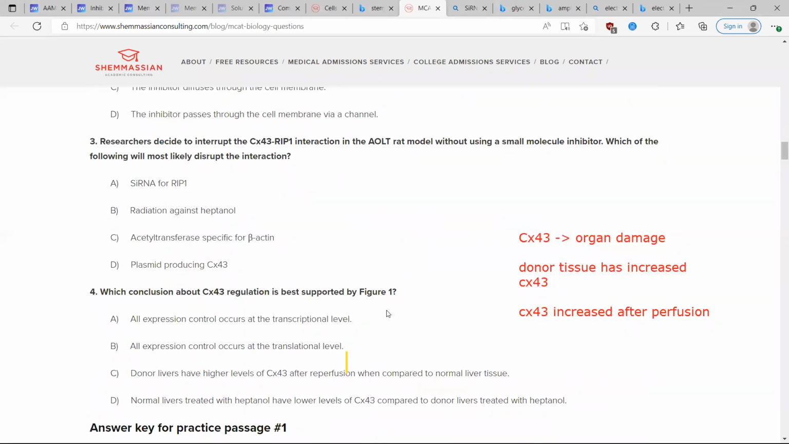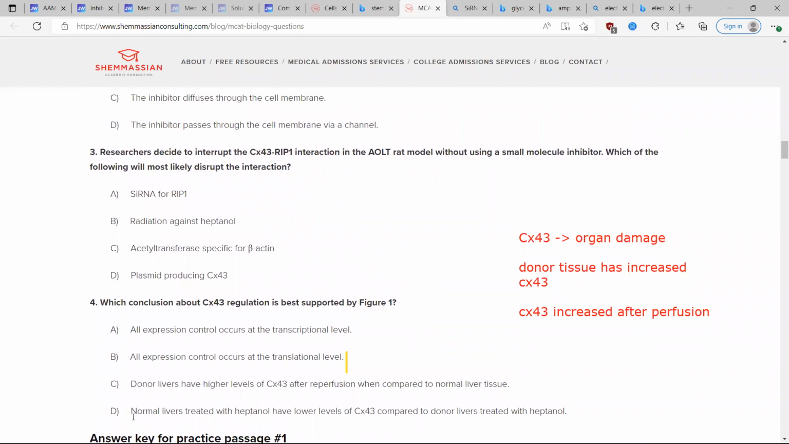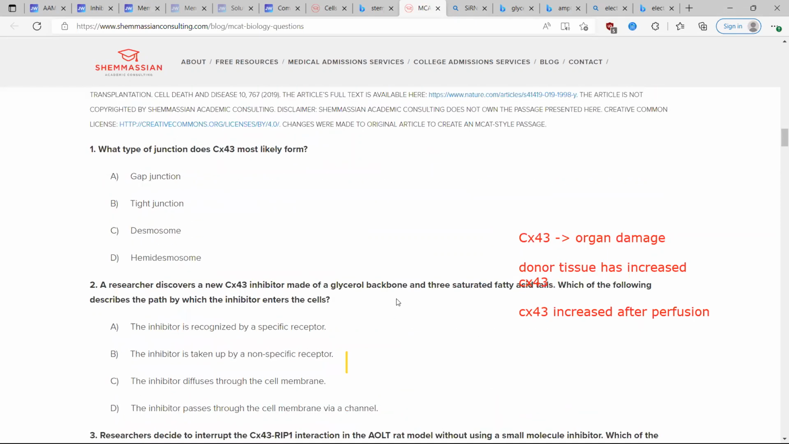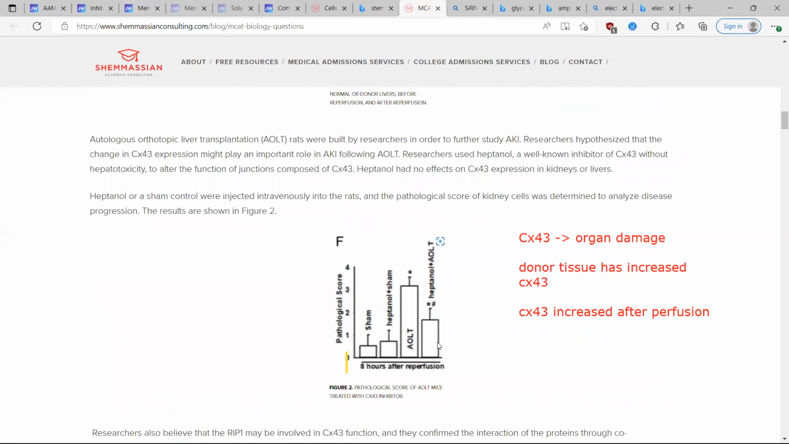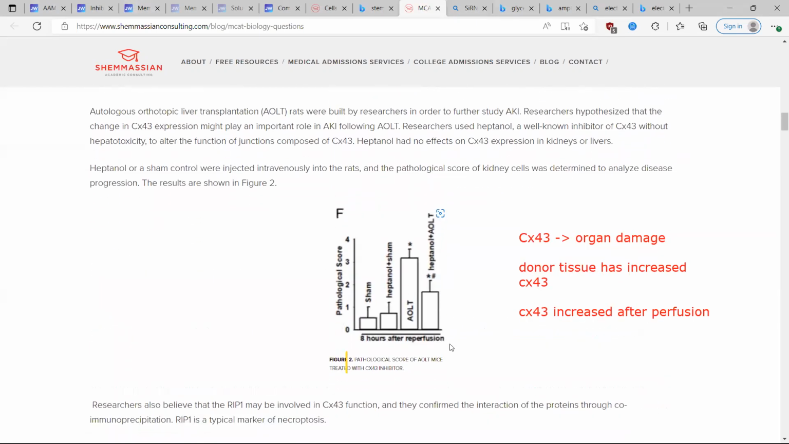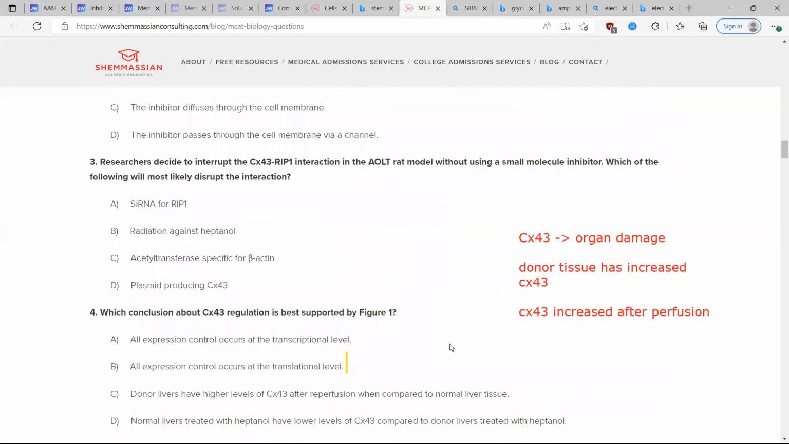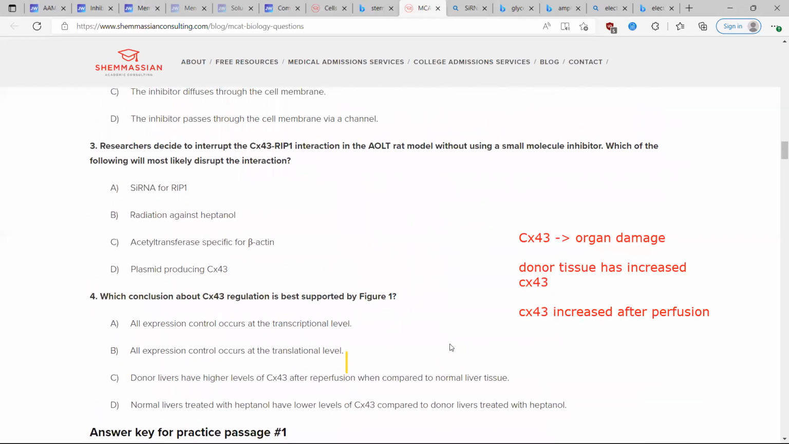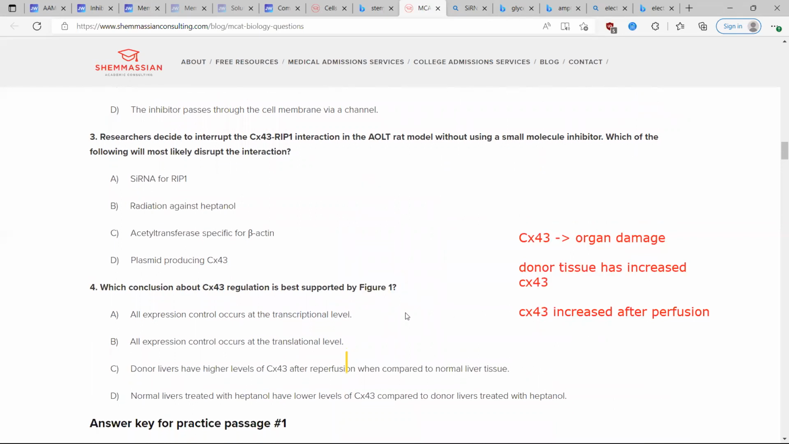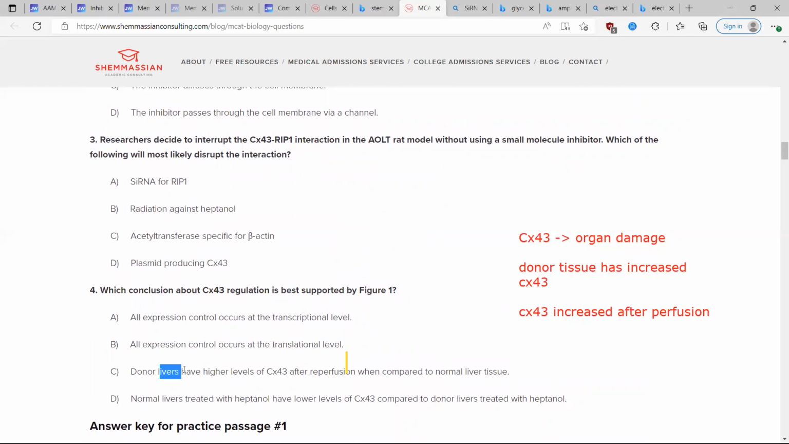And then the other question is, normal livers treated with heptanol have lower levels of CX43 compared to donor livers. Now the thing is, this is only asking about figure 1. Heptanol only came up in figure 2. So it's already wrong to be considering heptanol. Let's focus on the figure that they actually asked us to focus on. So the answer here should be C.